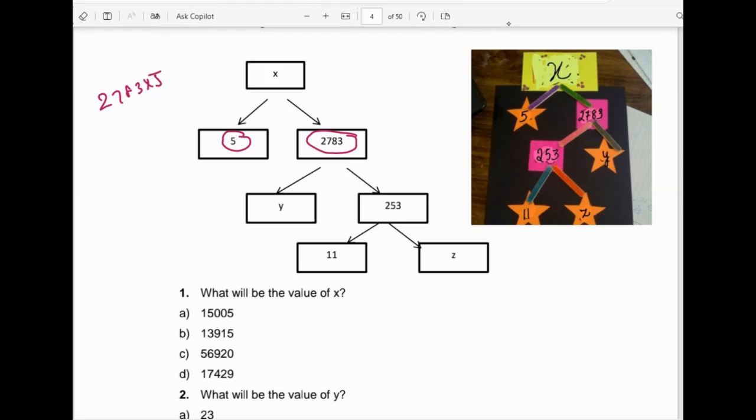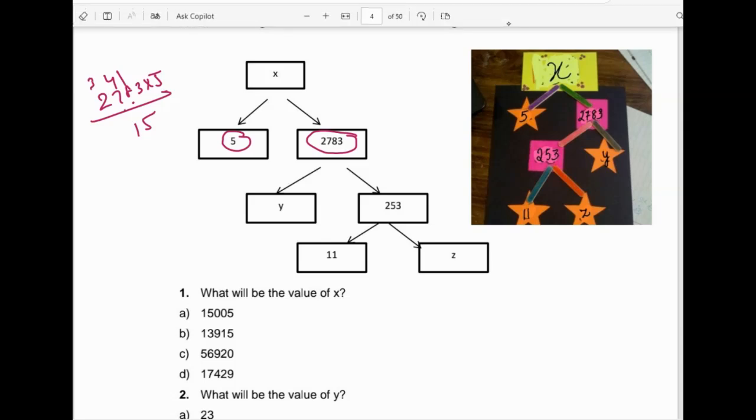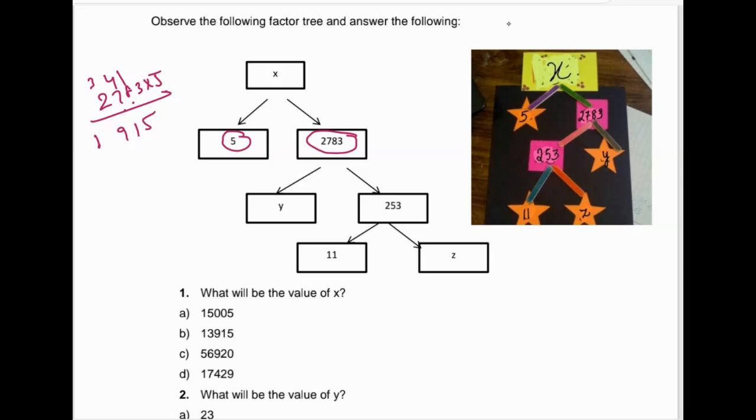2783 into 5. So 5 into 3 is 15, 5 is 40 plus 1 is 41, 5 sevens are 35 plus 4 is 39, 5 twos are 10 plus 3 is 13. So we have the answer for x will be 13915. Now we have to find what is y.